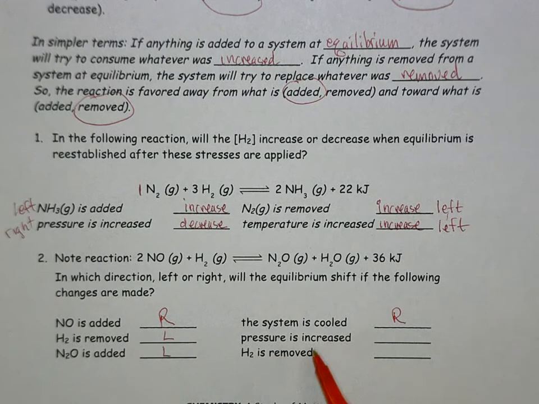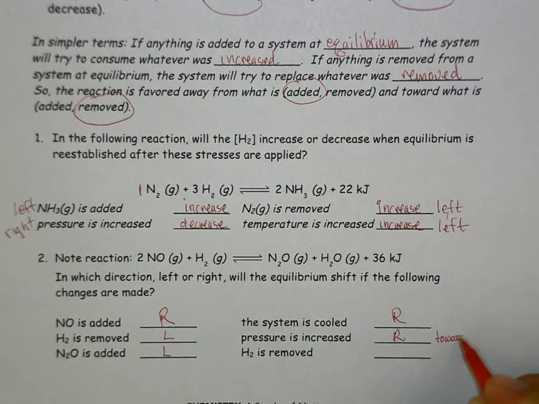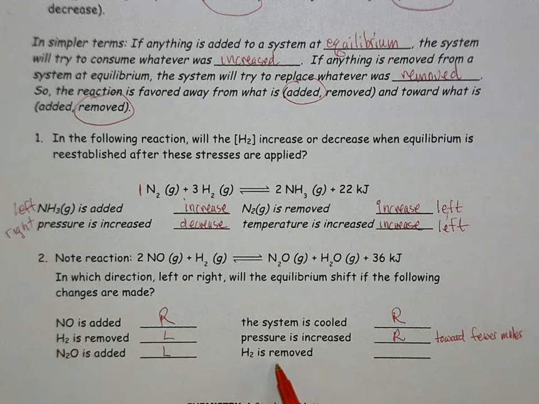Pressure is increased. Again, we want to go to the side with fewer moles. We have 2 moles here, 1 mole there. That's 3 on the left, 1 and 1, only 2 on the right. So we would shift right in this case. Again, toward fewer moles. And then finally, H2 is removed. H2 is on the left. We go toward whatever we removed. So that one would go to the left.